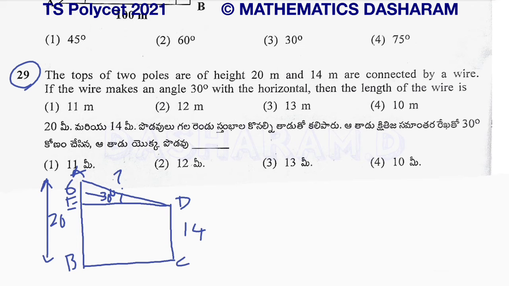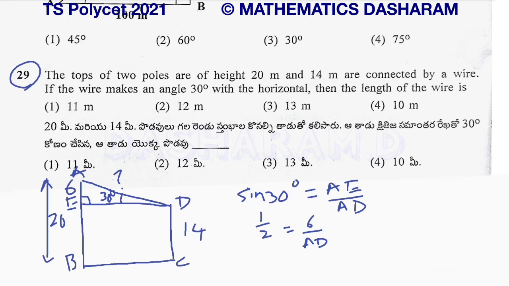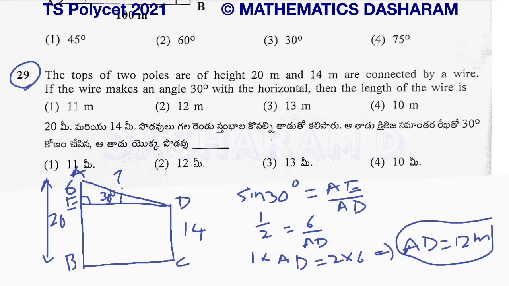So 30 degrees, opposite side available. Length of the wire is hypotenuse. So then use the sin 30 degrees formula. 30 degrees opposite side divided by hypotenuse, that is AD. Sin 30 is 1/2 and AE value 6, AD value is the required answer. So now do cross multiplication. 1 × AD = 2 × 6. Then AD = 12 meters. So the length of the wire is 12 meters. So option 2 is correct.